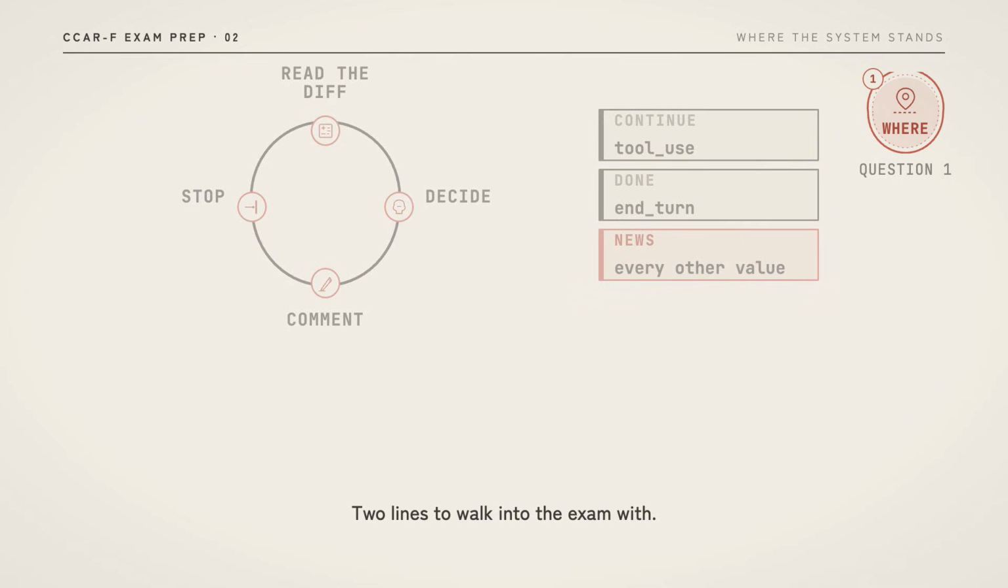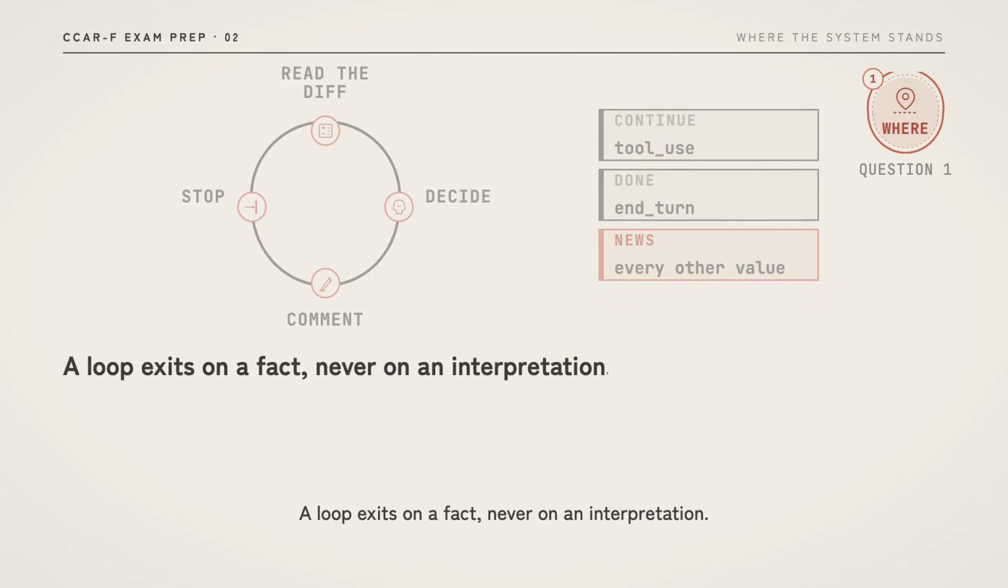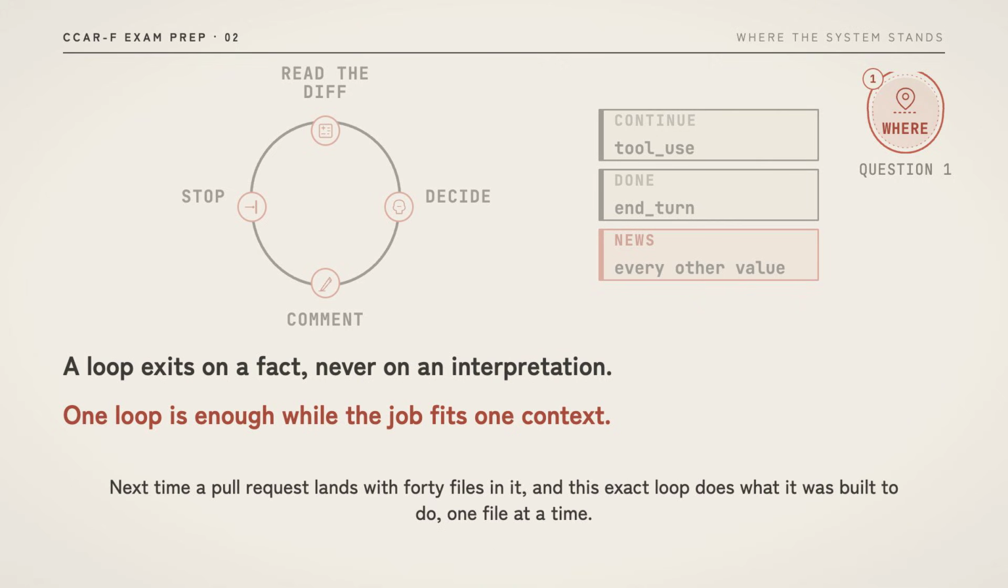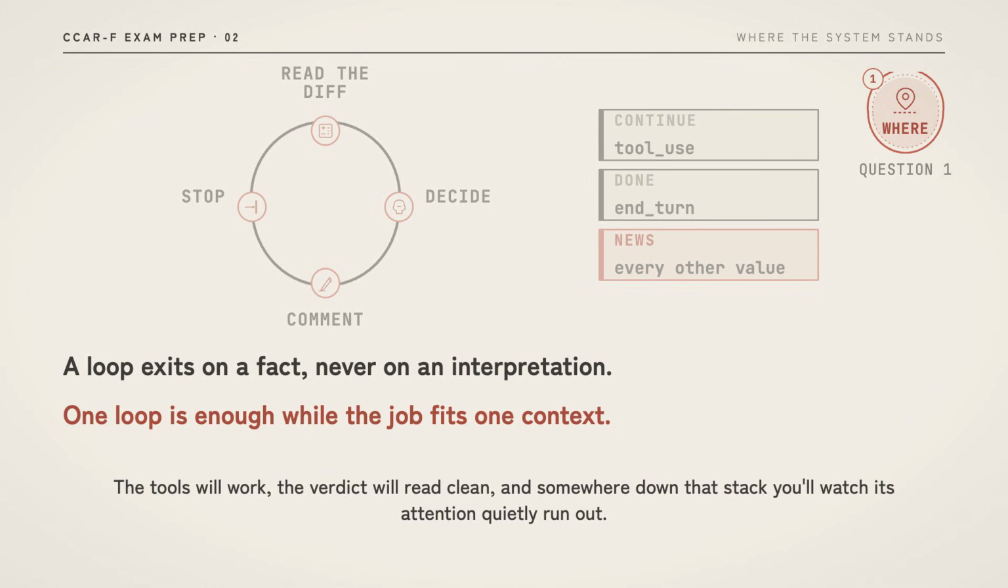Two lines to walk into the exam with: a loop exits on a fact, never on an interpretation. And one loop is enough while the job fits one context, has no knowable order, and ends in one result a person reads. Next time a pull request lands with 40 files in it, and this exact loop does what it was built to do, one file at a time, the tools will work, the verdict will read clean, and somewhere down that stack you'll watch its attention quietly run out.